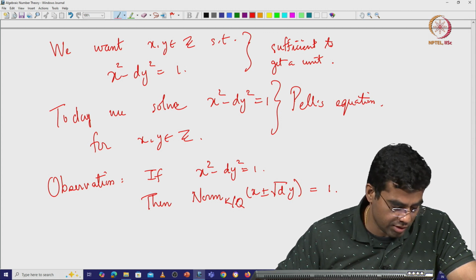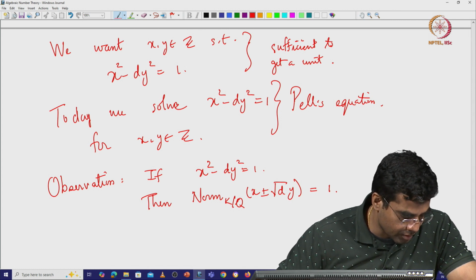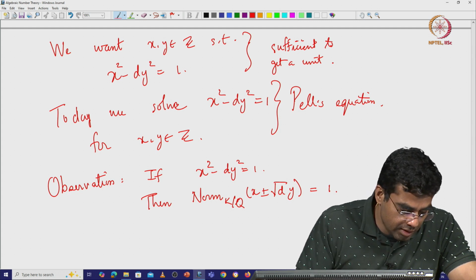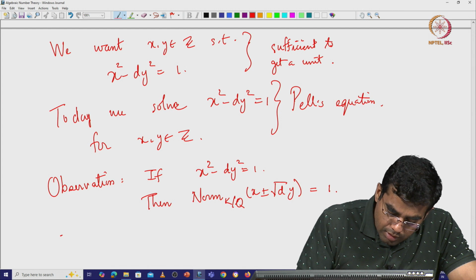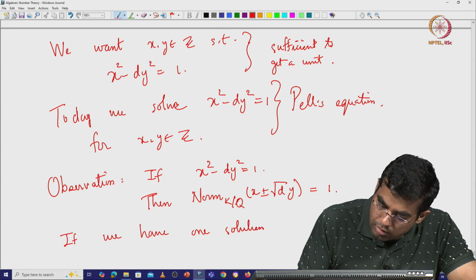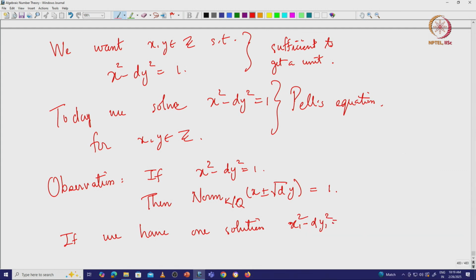We are going to use the sufficient condition to find some solutions, and then hopefully we will have a way to patch these things together to get all solutions. Okay. All right. So, once you write it like this, it is clear that the following happens. If we have one solution x1, y1 with x1 squared minus d y1 squared equals 1, then, whenever I say a solution, I mean a non-trivial solution, we can generate infinitely many solutions.